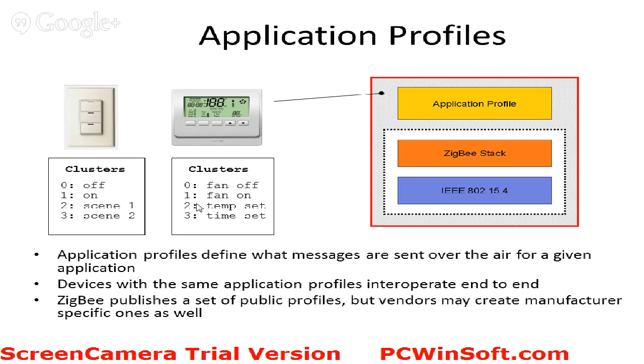Application profile defines what messages are sent over the air for a given application. Devices with the same application profiles interoperate end-to-end. Interoperability is standardized if you use the same application profile. As I told you, basically a profile provides a vertical slice through the entire stack. And if you go to the website of Zigbee Alliance or Bluetooth SIG, you will find a lot of profiles. Those are basically made public by the Alliance so that you use those profiles as they are, so that your product is integrated.